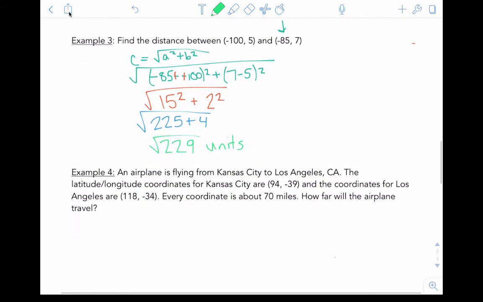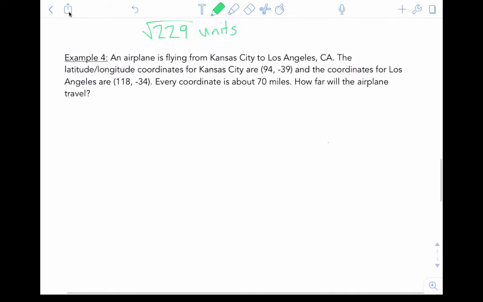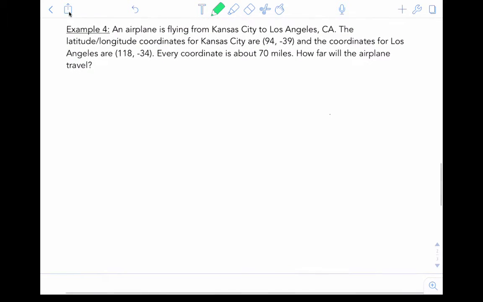Moving on to our fourth and final example. We have an airplane flying from Kansas City to Los Angeles, California. The latitude-longitude coordinates for Kansas City are 94, negative 39, and the coordinates for Los Angeles are 118, negative 34. Every coordinate is about 70 miles. How far will the airplane travel?